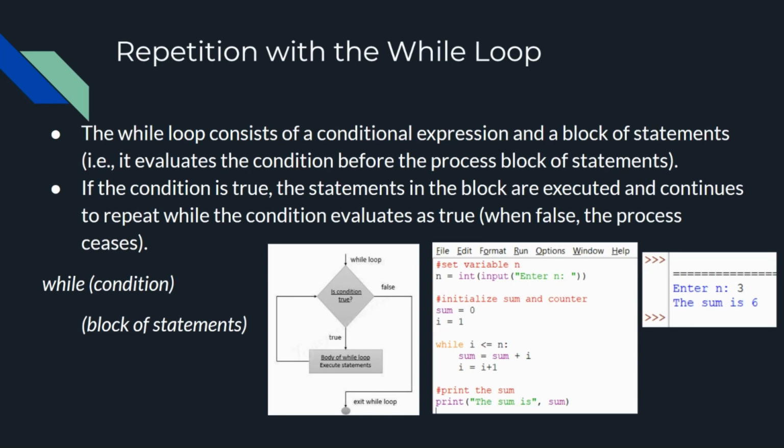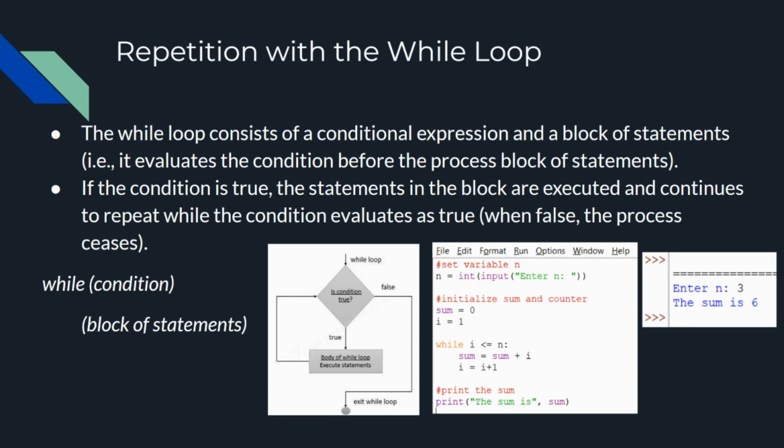There are three general forms of the repetition structure: the while loop, the repeat until loop, and the for loop. The first form of the repetition structure, the while construct, is the most flexible. The other two forms of the repetition structure can be expressed with the while construct. The while loop consists of a conditional expression and block of statements. This construct evaluates the condition before the process block of statements is executed.